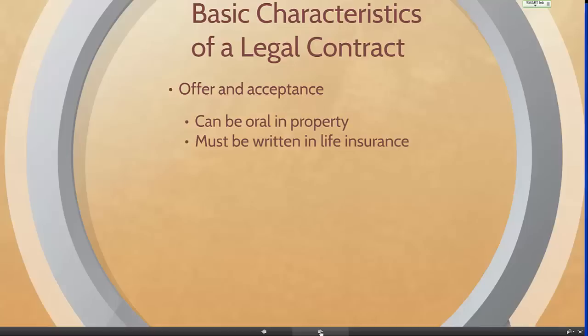In property insurance, this can actually be oral, but in life insurance, it must be written. So, for example, I could go into an insurance agent and apply for auto insurance, and if the agent tells me I have auto insurance before leaving the office, and I have an accident in his parking lot, I could actually have coverage under that policy even though no actual policy has been issued.